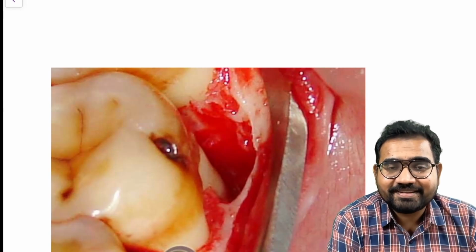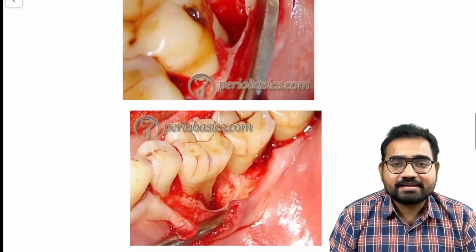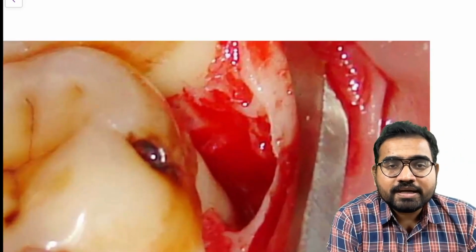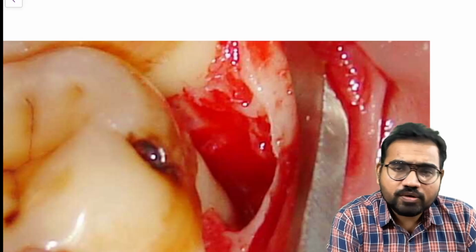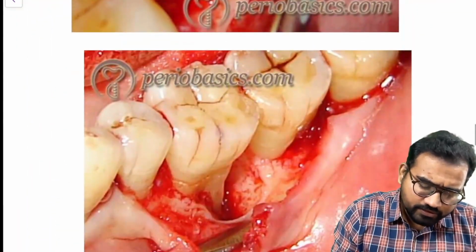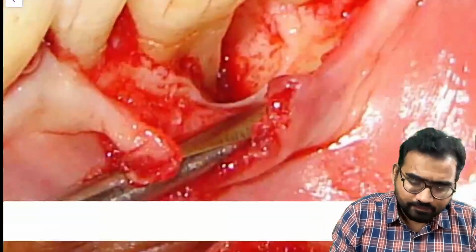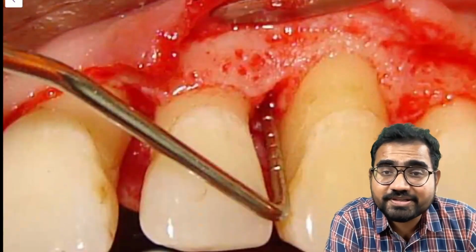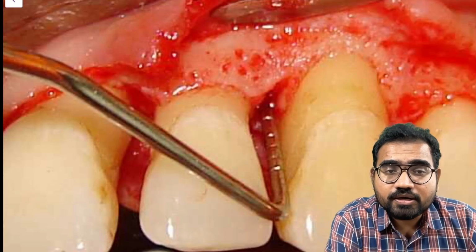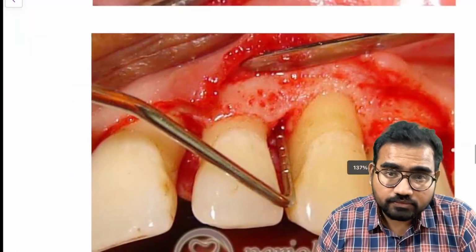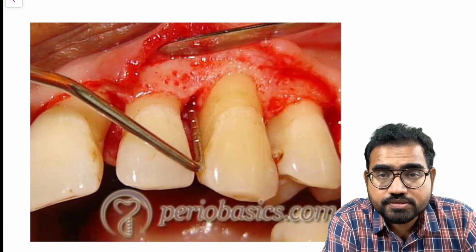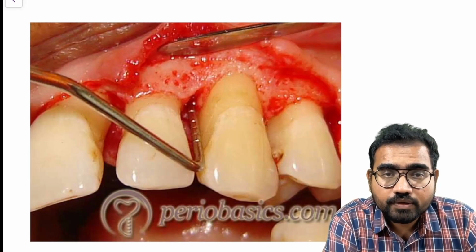This image depicts some kind of a wall defect. As you can see here, all the walls are present except the buccal wall. The buccal wall is slightly destroyed. You take a look at this picture again: the buccal wall is present, but an interdental wall is destroyed. If you consider the canine, the mesial wall of the canine is destroyed. The distal wall is safe.